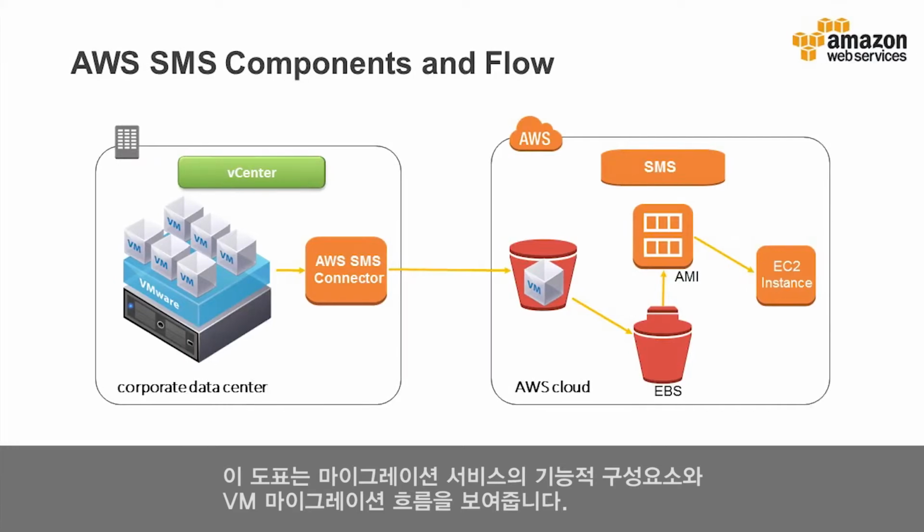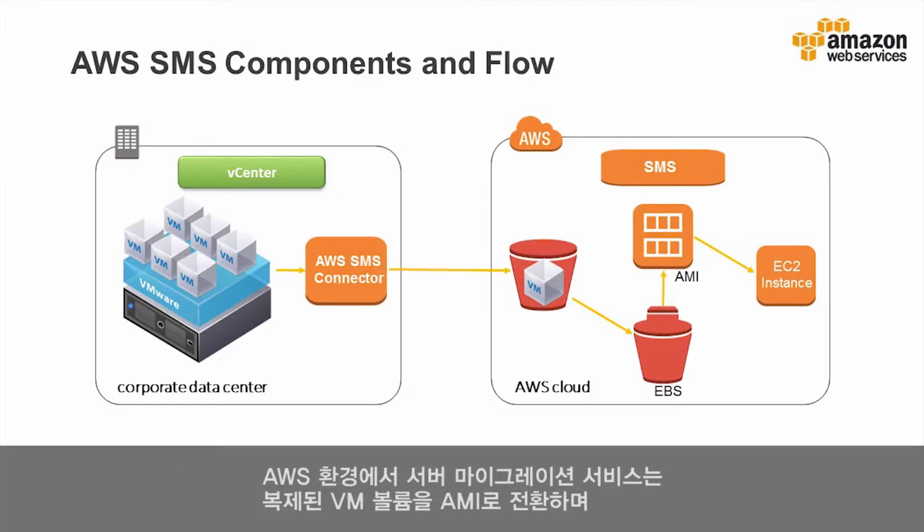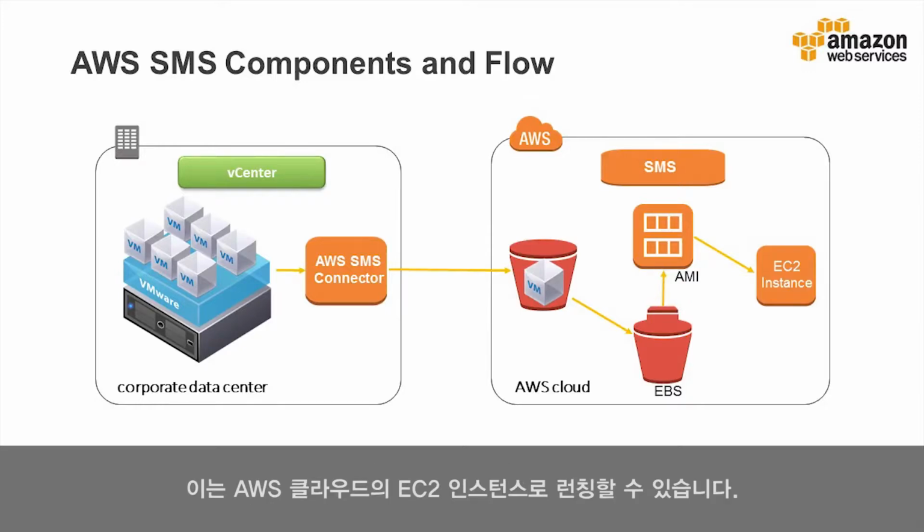This diagram shows the functional components and the VM migration flow of the migration service. The Server Migration service uses a connector in the vCenter environment to capture and upload the VM volumes to AWS S3 bucket. In the AWS environment, the Server Migration service converts replicated VM volumes to AMI, which can be launched as an EC2 instance in the AWS cloud.